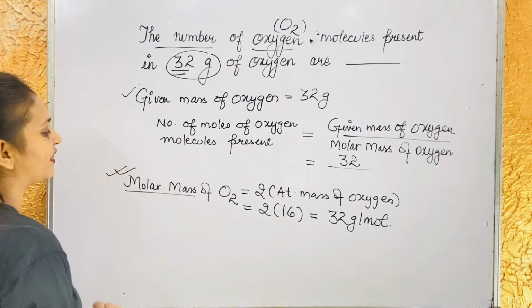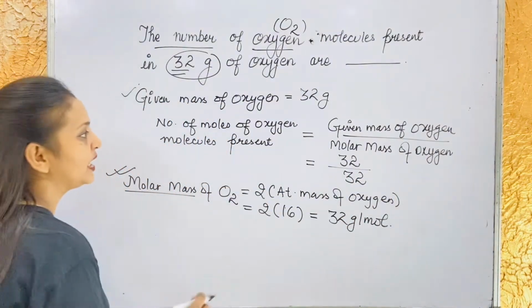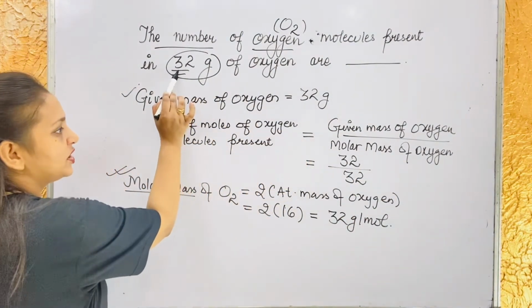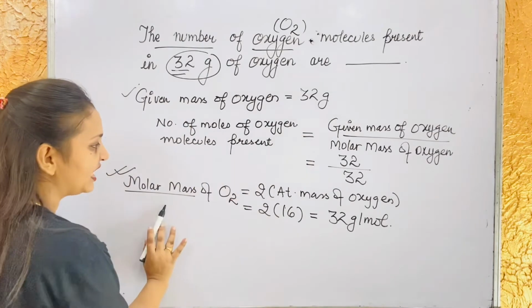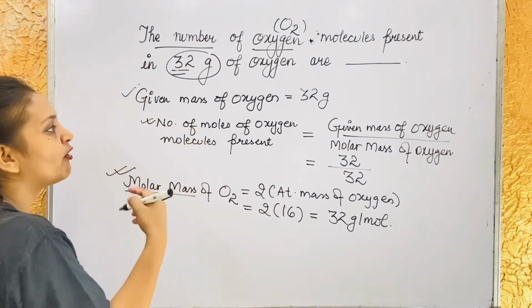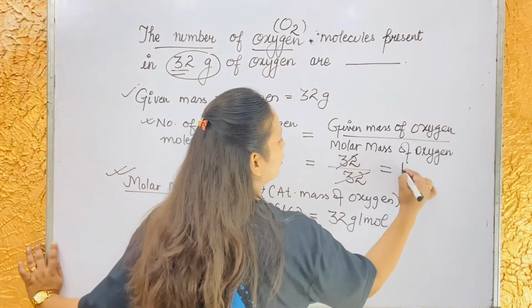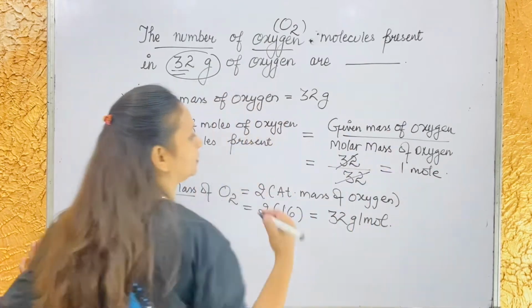Now we will fill the value of molar mass of oxygen, that is 32. Given mass is also 32. The molar mass that we have calculated is also 32. So how many moles of oxygen are present in the oxygen molecule? That is only 1 mole.